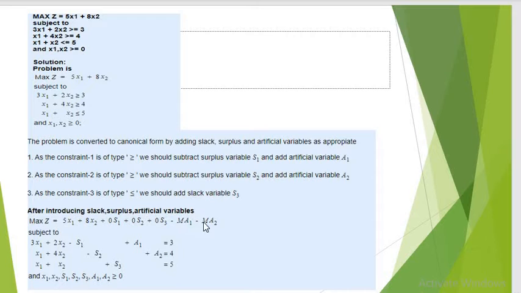The standard form of the LPP becomes maximize Z equal to 5x1 plus 8x2 plus 0 into s1 plus 0 into s2 plus 0 into s3 minus Ma1 minus Ma2 subject to the constraints 3x1 plus 2x2 minus s1 plus a1 equal to 3, x1 plus 4x2 minus s2 plus a2 equal to 4, x1 plus x2 plus s3 equal to 5, and x1, x2, s1, s2, s3, a1, a2 all greater than or equal to 0.